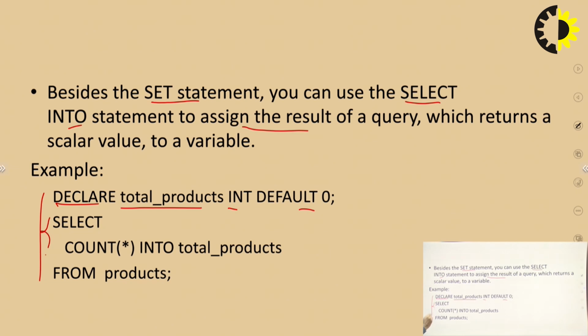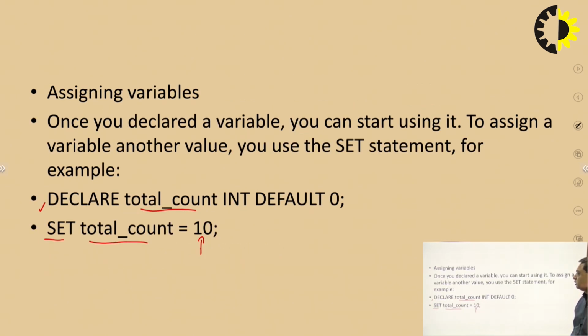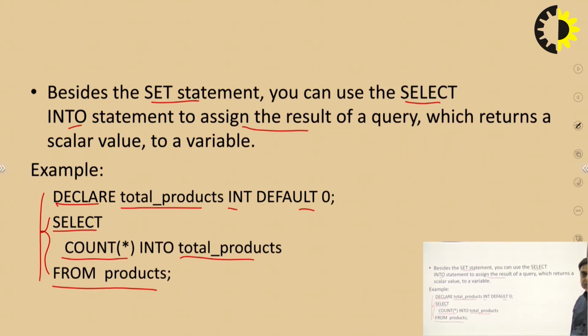Now this part is very important. We are assigning the value to total products with the help of the select command. So what we are doing is using select and counting all the records from the table products, and whatever the count is, all the rows will be stored in total products. So with the help of the select command, the result will be assigned to the variable total products. This is the second approach to assign a value to a variable. In the first approach I discussed set, and the second approach is with the help of the select command.